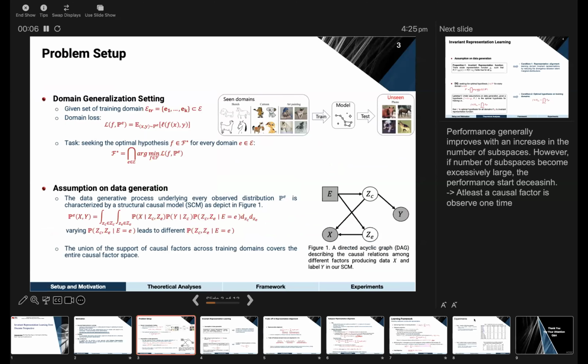The goal of domain generalization is to train a model on the data from certain training domains and enable it to perform well on an unseen domain. For example, here we have images in different styles, such as sketch, cartoon, and art painting. And we expect that the model will perform well on realistic photos which it had never seen before.